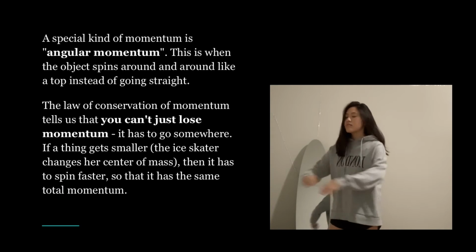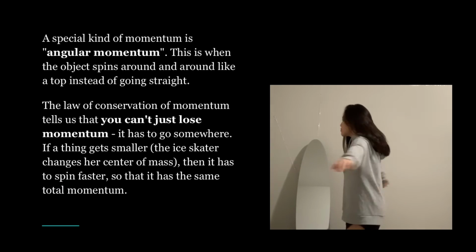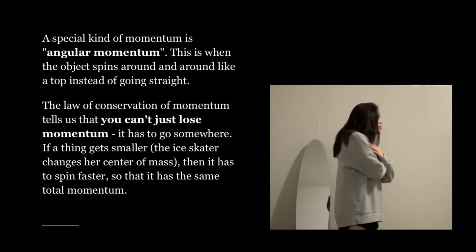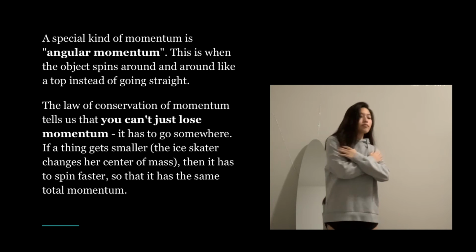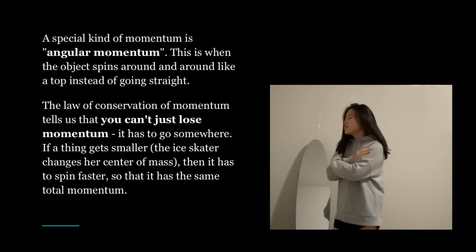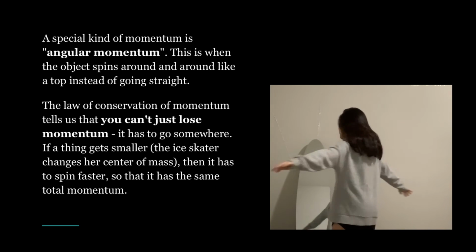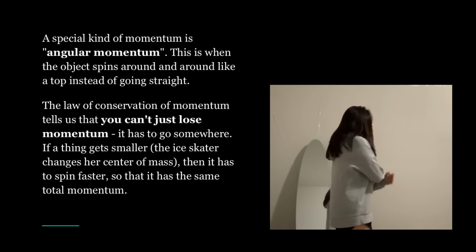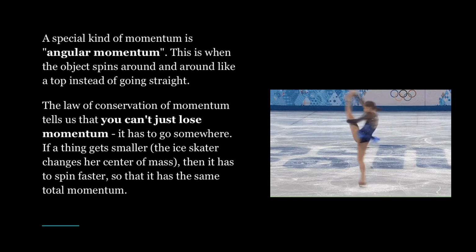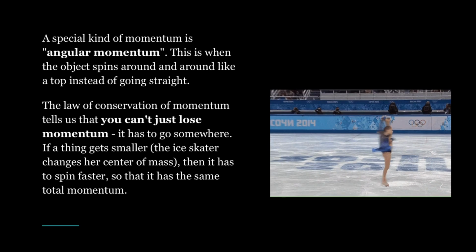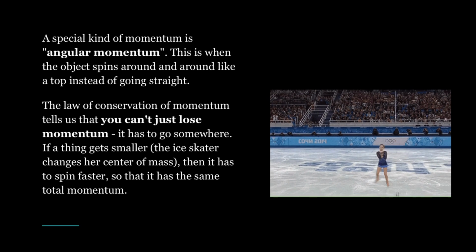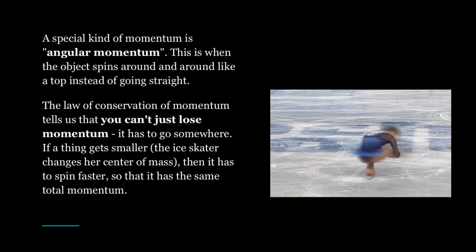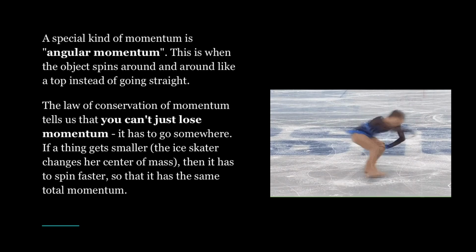If you did the experiment, you should have noticed that it was easier to go faster when your arms were in. Why is this? A special kind of momentum is angular momentum. This is when the object spins around and around like a top instead of going straight. The law of conservation of momentum tells us you can't just lose momentum, it has to go somewhere. So if a thing gets smaller, like an ice skater changing her center of mass, then it tends to spin fast so that it has the same total momentum.